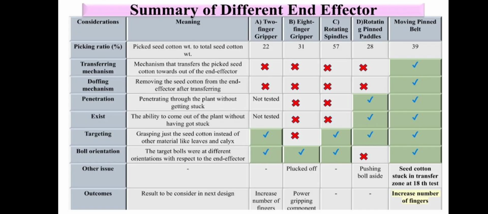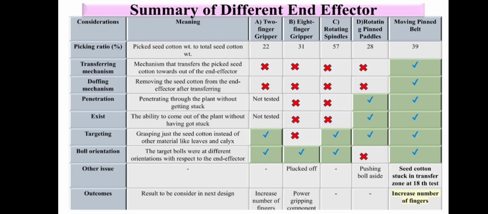So the considerations like picking ratio, transferring mechanism, doffing mechanism, penetration, exit, targeting, ball orientation, other issues and outcomes. When all these are compared, we have concluded that the moving pin belt is the strongest design and strongest experiment and strongest part of the robotic we can work on.